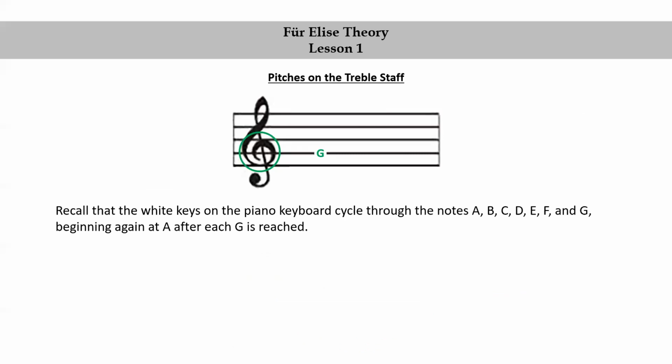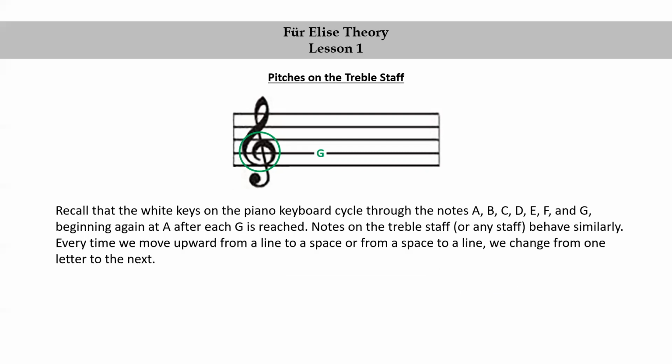Recall that the white keys on the piano keyboard cycle through the notes A, B, C, D, E, F, and G, beginning again at A after each G is reached. Notes on the treble staff, or any staff for that matter, behave similarly. Every time we move upward from a line to a space, or from a space to a line, we change from one letter to the next.